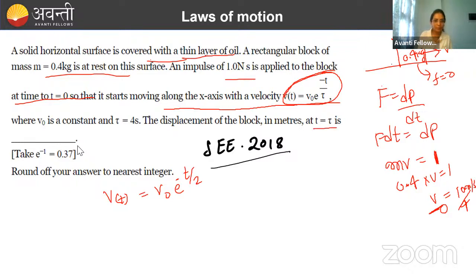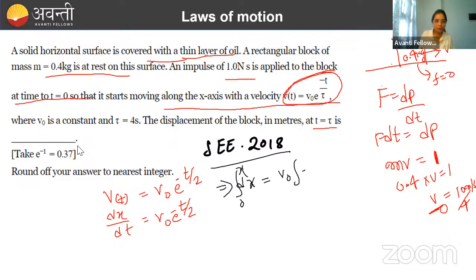Now, displacement of block in meter at t equal to tau. Displacement we have to calculate, velocity is given. So write it as dx by dt equal to v naught e to the power minus t by tau. Now if you're going to calculate x, initially it is at origin. So let me put the things properly here. What you will be doing here now, dx will vary from 0 to x, and that will be equal to v naught e to the power minus t by tau dt.